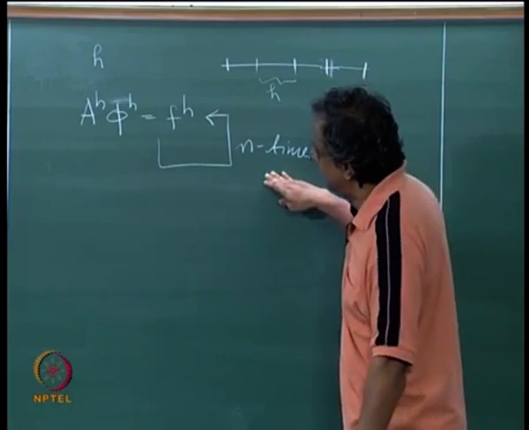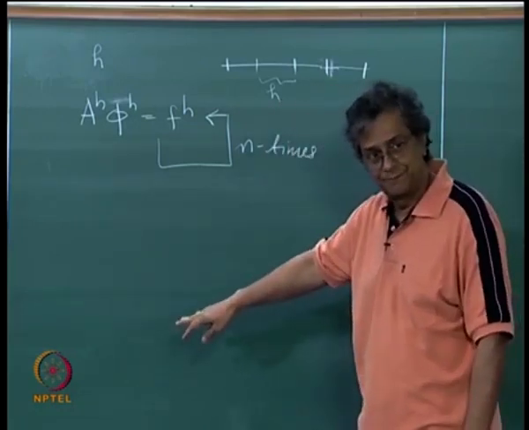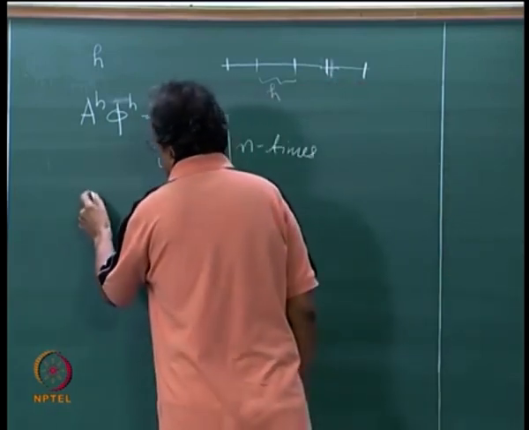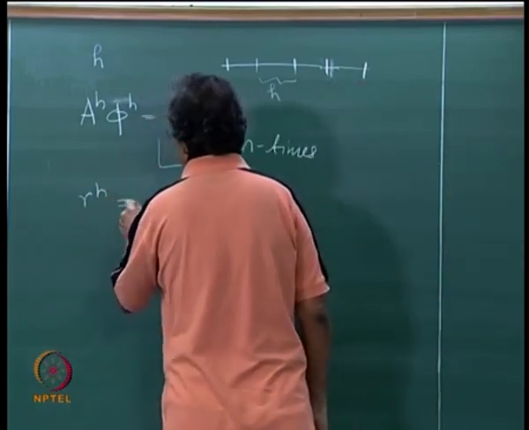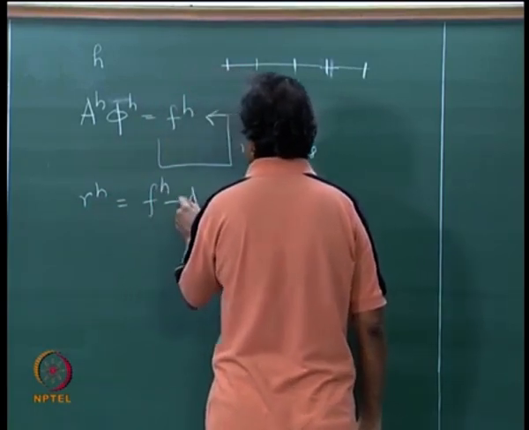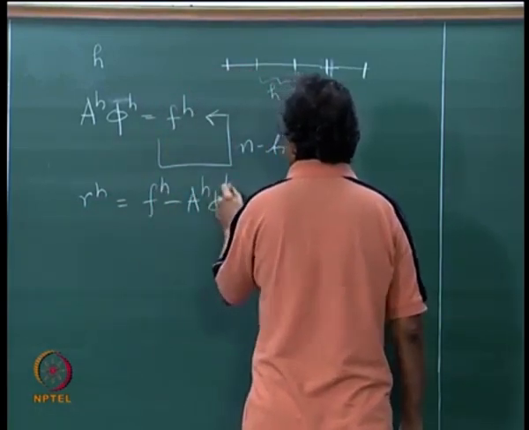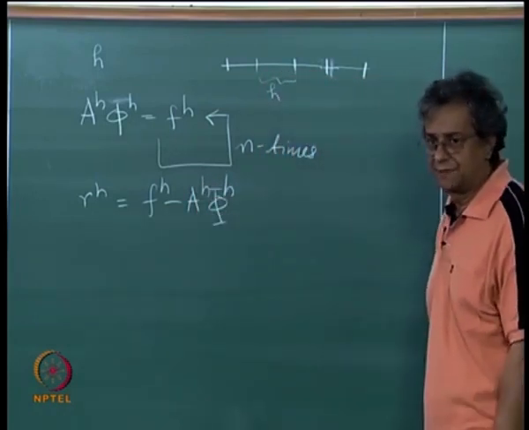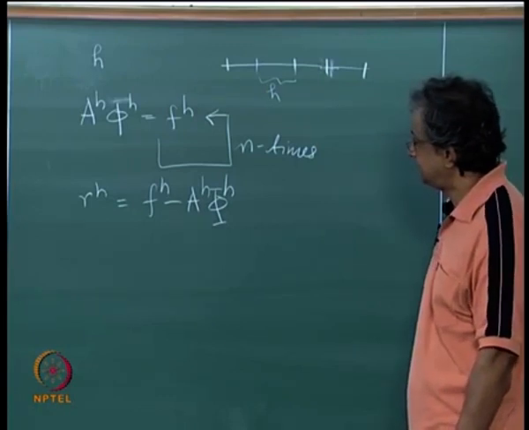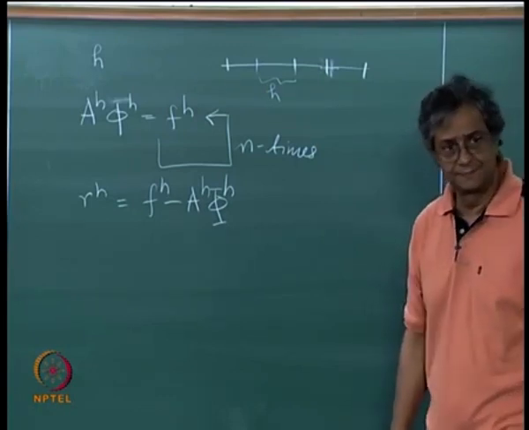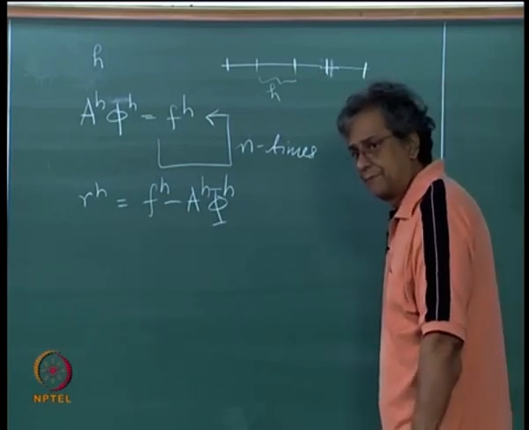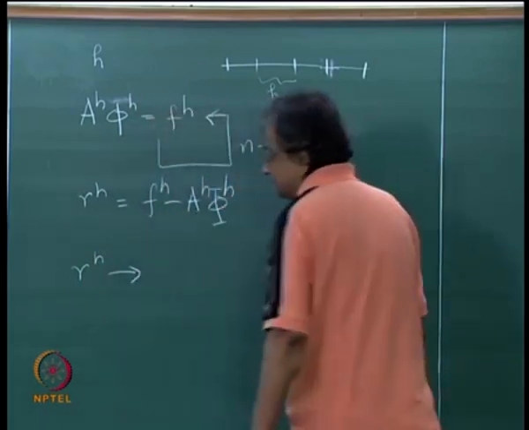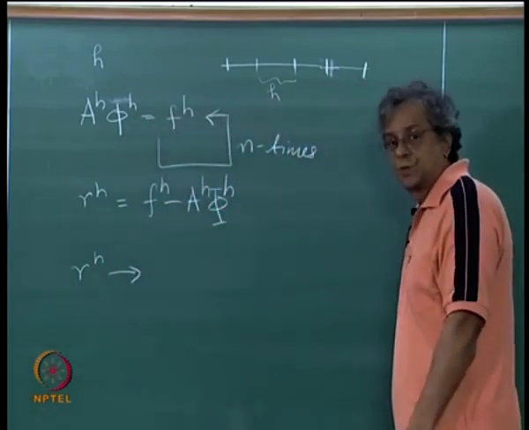So then what do we do from here? Remember the algorithm, we get the residue, so we get R_H, which equals F_H minus A_H phi, where this capital phi is the intermediate solution. We get the R_H, then what? We transfer R_H to F_2H.